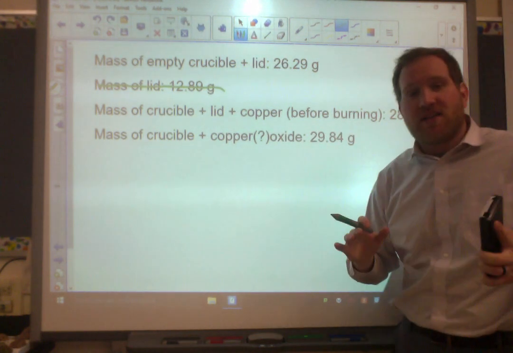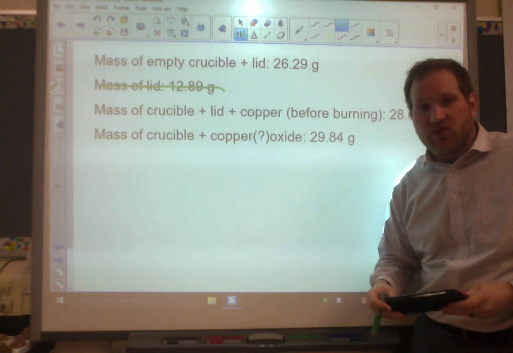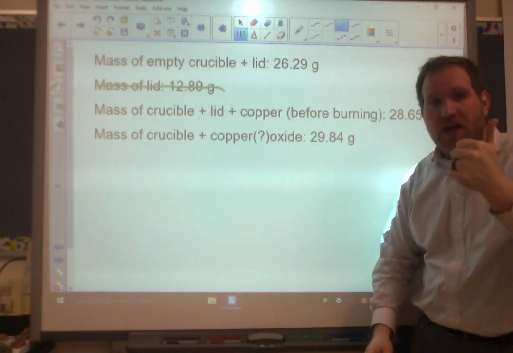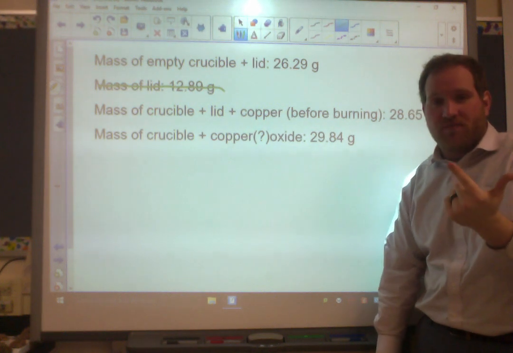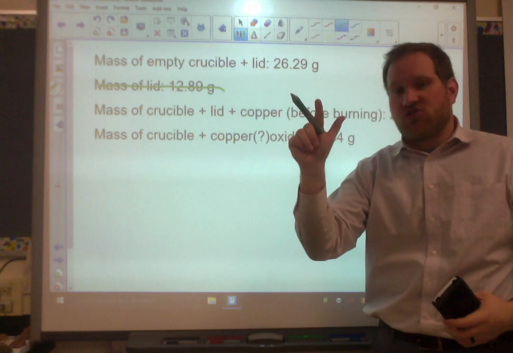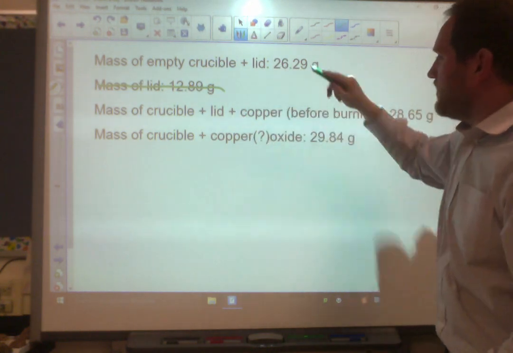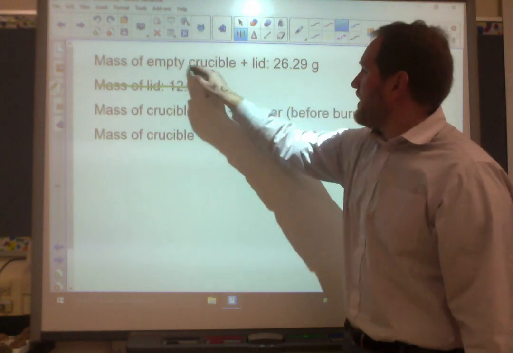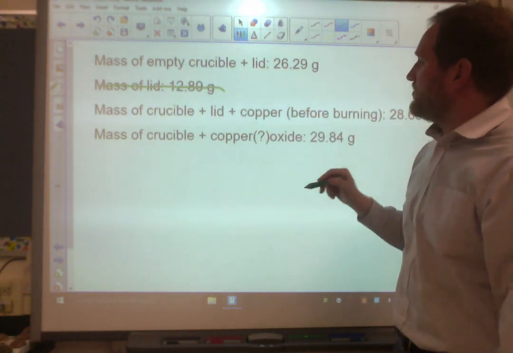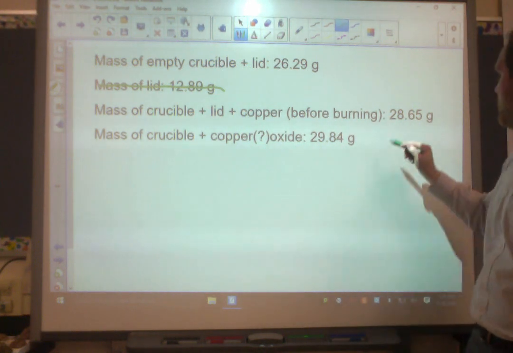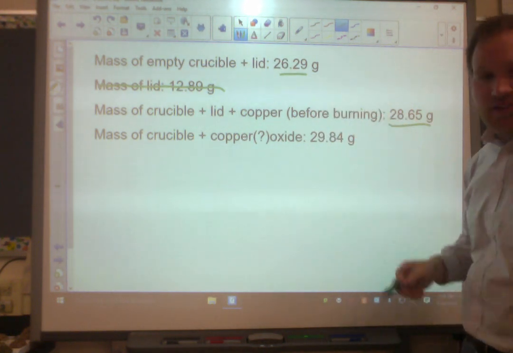Okay. What did I tell you we need in order to solve the lab? Two things. You need the mass of the magnesium, or in this case copper, and the mass of the oxygen that bonds with it. Mass of the metal, mass of the oxygen. Look at these first things here. Can I find the mass of the metal? Yeah. Mass of empty crucible plus lid is this. Mass of crucible plus lid plus copper is this. Easy. You do this minus this, that's the mass of the copper.